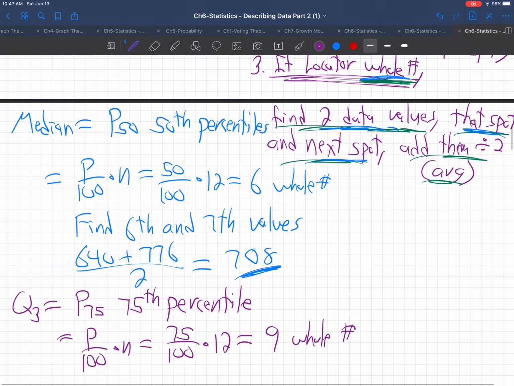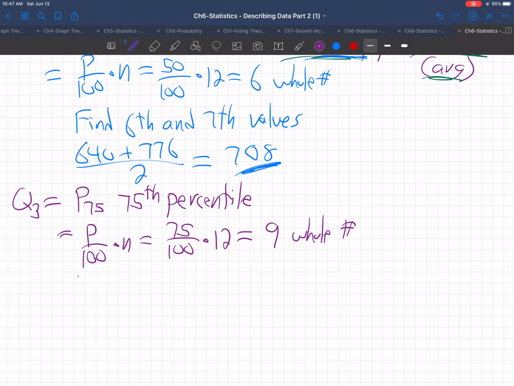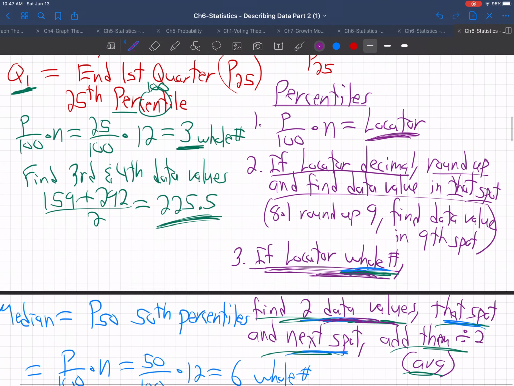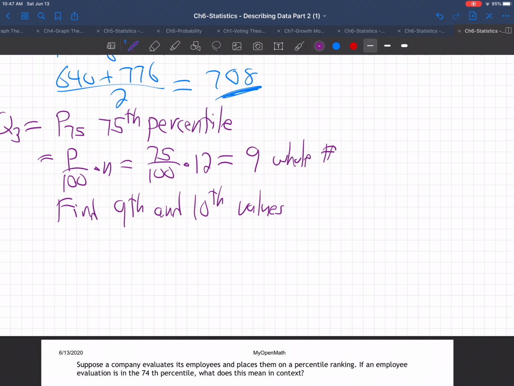What do we do for a whole number? Find 2 data values, that spot and the next spot. So let's go find the 9th and 10th values in that list, and we're going to average them. Where is it? There they are, these two, 9th and 10th data values, 790 and 832. So 790 plus 832. Got to add them and divide by 2 because you want the middle of them. You're going to average them.